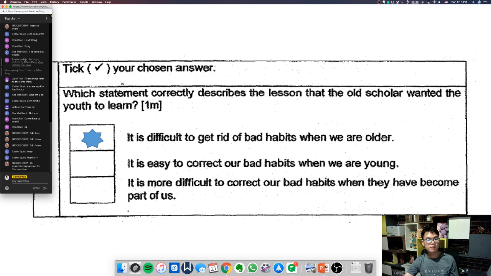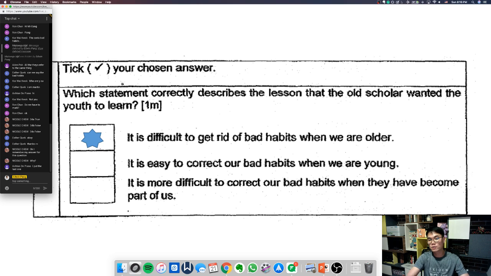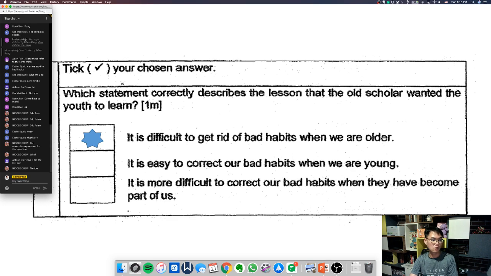Why? Very simply because the lesson that the wise man is trying to teach the young boy is that he cannot get rid of his old habits when he grows older. So he has to do it now. So it's difficult to get rid of bad habits. Remember, the last one was the guava tree and he couldn't pull up the guava tree. So it's difficult to get rid of bad habits when we are older. Okay?